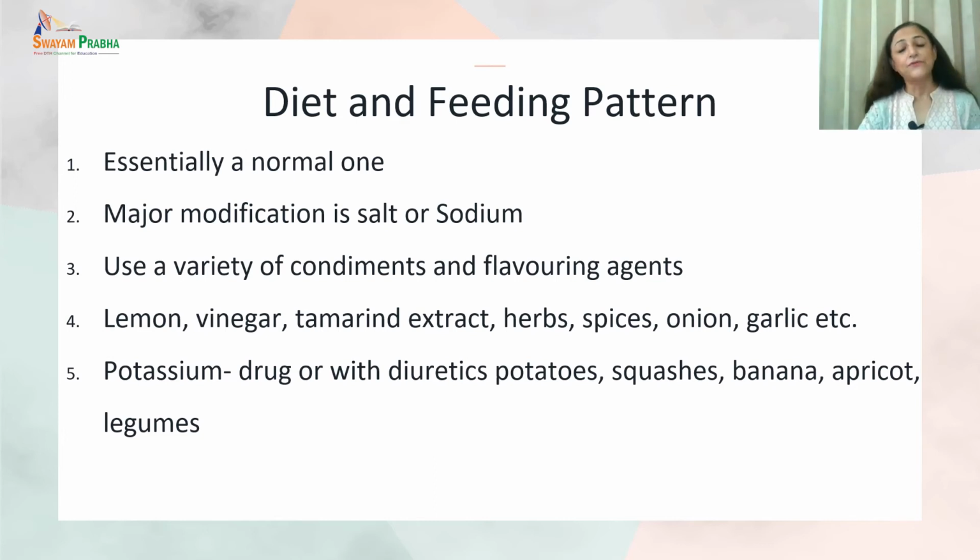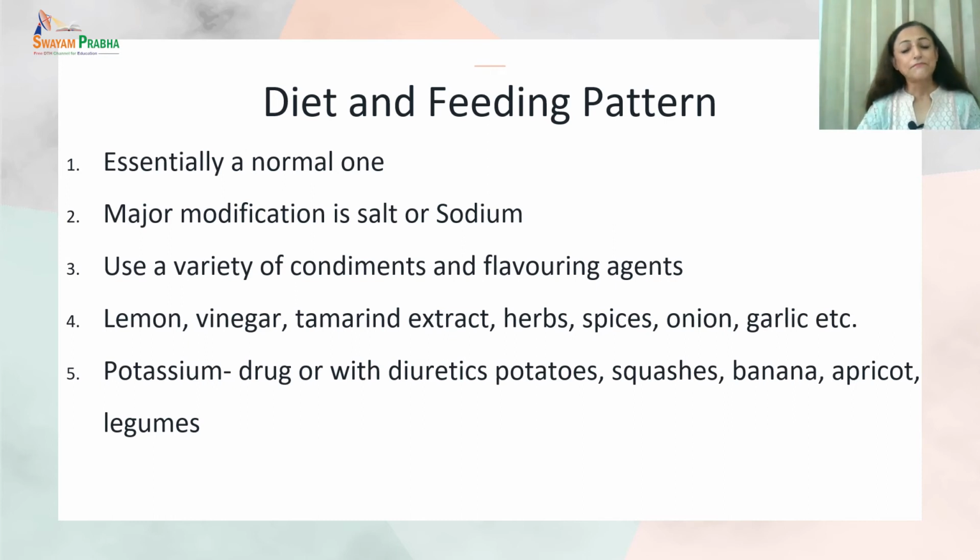Diet and feeding pattern of a hypertensive is similar to a normal diet pattern. So it is just a normal, healthy, balanced diet. The major modification is of salt or sodium. Since the person may find food a little bland because salt is an acquired taste, a person can be suggested to use a variety of condiments and flavoring agents to enhance the palatability of the diet. For that, a person can choose lemon, vinegar, tamarind extract, herbs, spices, onion, garlic. All of these things will actually help in making the food tasty.